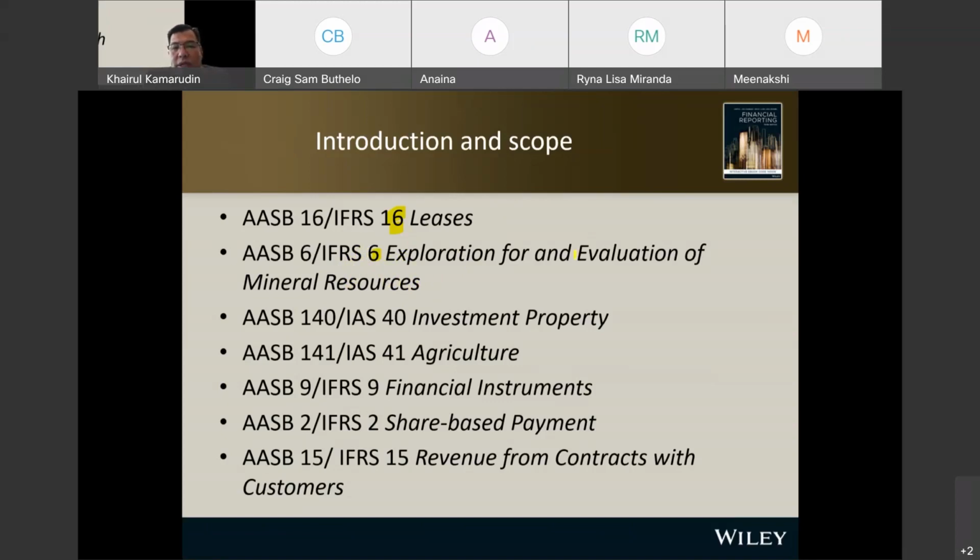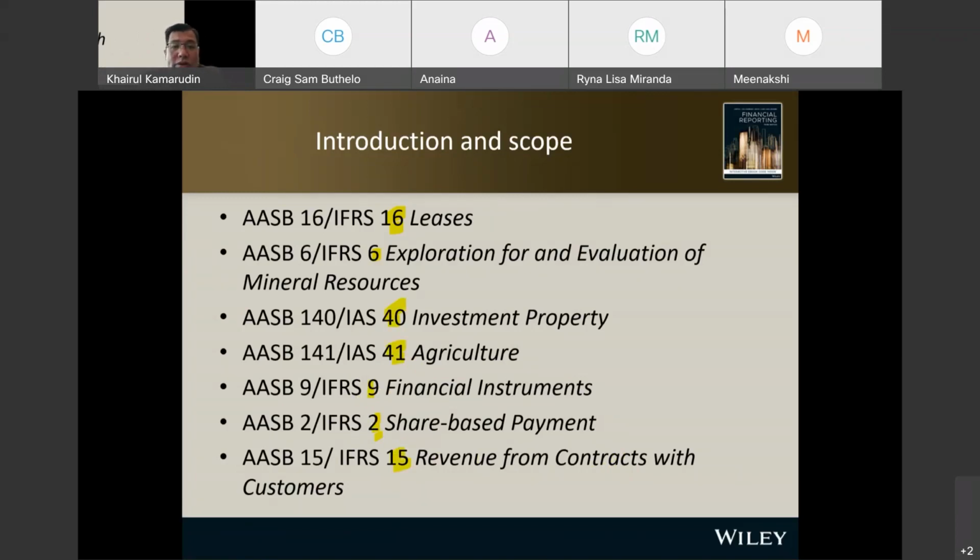Exploration for and evaluation of mineral resources, and then IAS 40 about investment property, agriculture, financial instrument, share-based payment, revenue from contract with customer. So all these accounting standards use fair value measurement. So I'm going to explain IFRS number 13 today, so it helps you to have a clear picture. What does it mean by the fair value in all these standards?